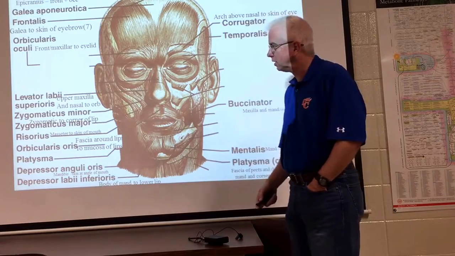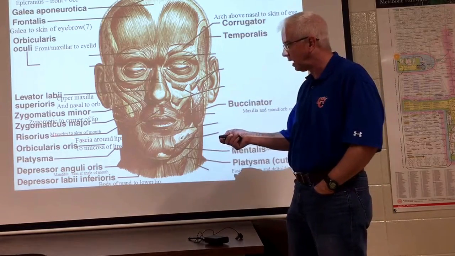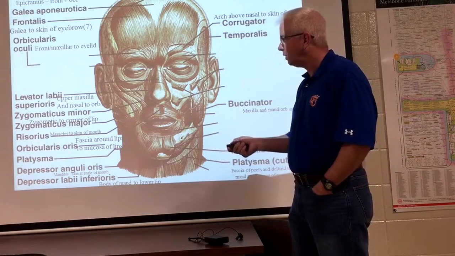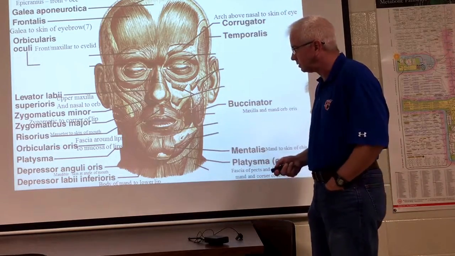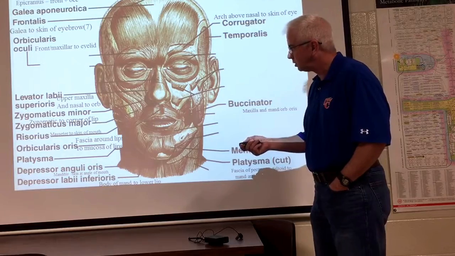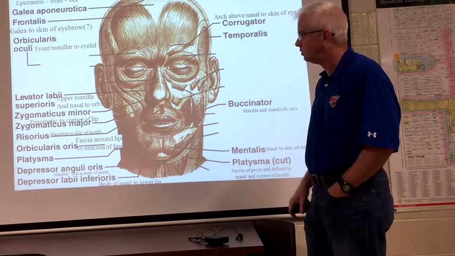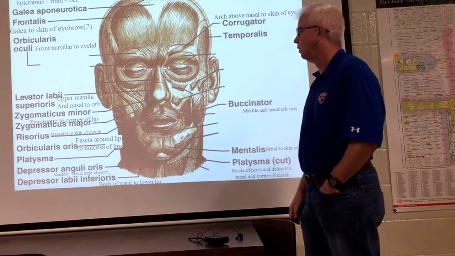That's what that means. Okay, so this one attaches to the masseter and the skin of the mouth, the risorius, you can see here. Then the orbicularis oris. This is the kissing muscle, so closing your mouth and puckering. It attaches to the fascia around the lips and the mucosa around the lips, the orbicularis oris.